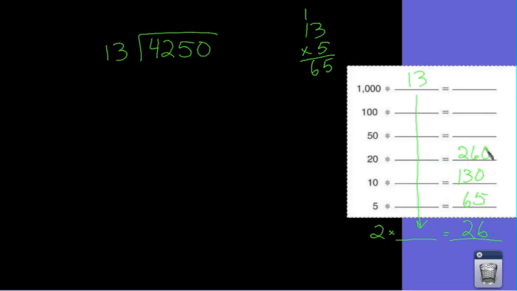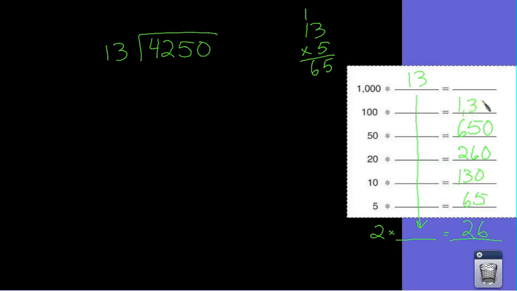We've already done 5, so we can use that to help us with 50. If 5 times 13 is 65, 50 is 10 times bigger than 5. So our answer is going to be 10 times bigger than 65, which would be 650. When you're multiplying by 100, you just add 2 digits to the end.